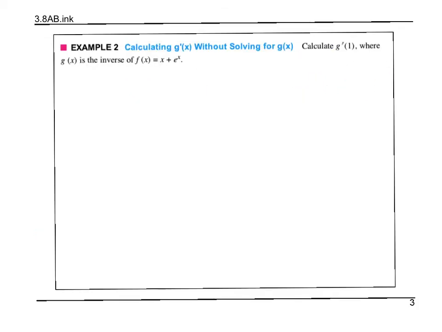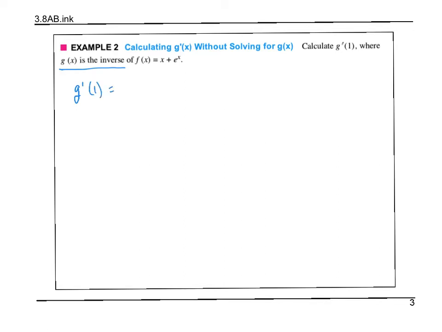So this second example is calculating g prime without solving for g. We want to calculate g prime of 1, where g is the inverse of f. You have to be told that, right? We can't start this problem with the assumption that it's the inverse. We have to know that it's the inverse.